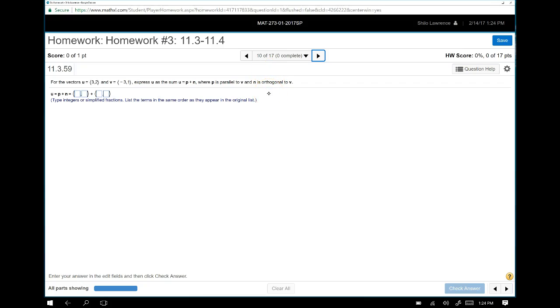So back when we first started projections, we said we can break it apart into two pieces, and we called it W sub 1 and W sub 2. So to find W sub 2, which is the orthogonal one, all you have to do is subtract. The one that's in the same direction is the projection, and the one that's orthogonal, we'll just subtract to find that one. Okay, so we'll do this problem. U is 3, 2, and V is negative 3, 1.